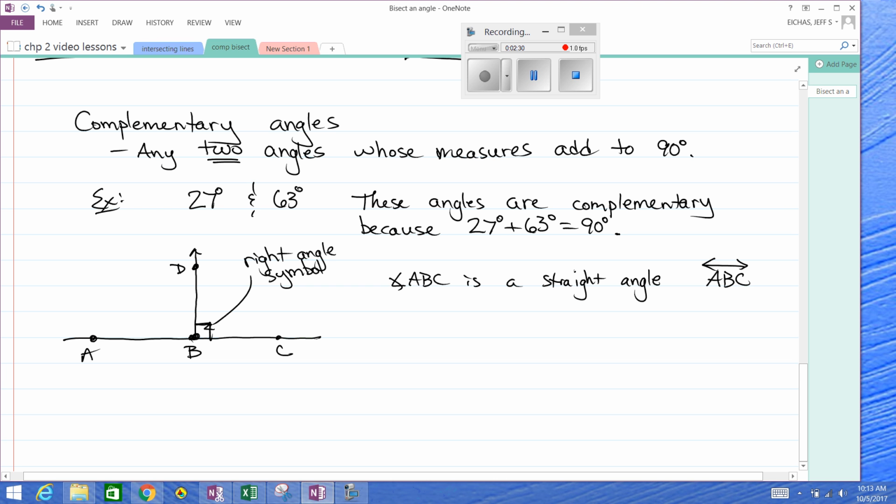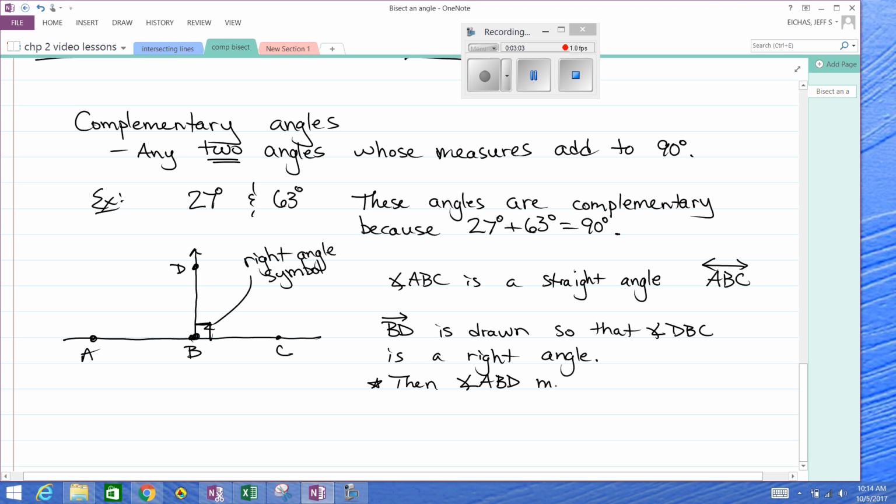So if this is the right angle in our problem, the other side is as well. So basically here's what we would get. If ray BD is drawn, we'll talk about the way it's drawn in a second, so that angle DBC is a right angle, then that gives us that angle ABD must be a right angle. So this is how we build up a problem.